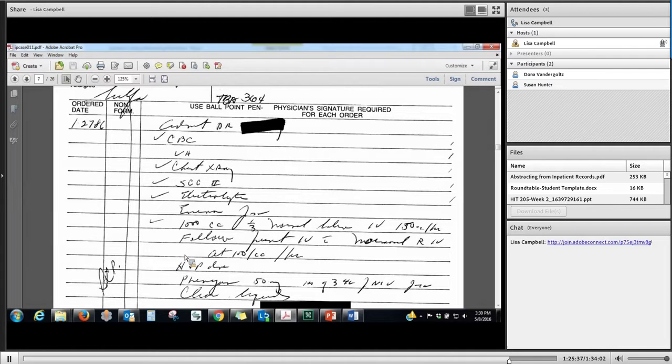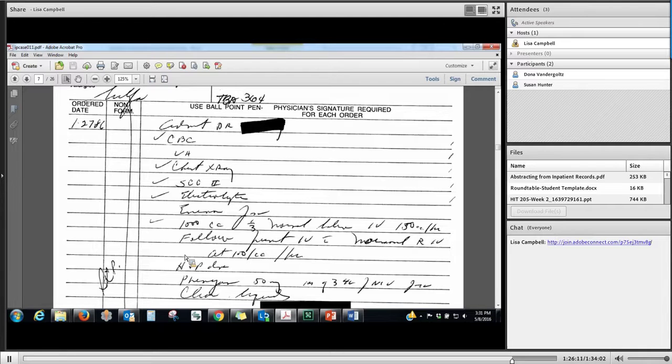So, Dr. Whoever, name is blacked out, ordered a CBC, UA, chest x-ray, SCC2, electrolytes, looks like an enema, 1,000 cc's normal saline, follow IV with something, and it says RIV, and H&P done. Then they talk about medications.